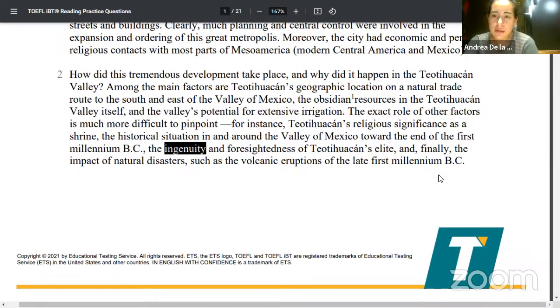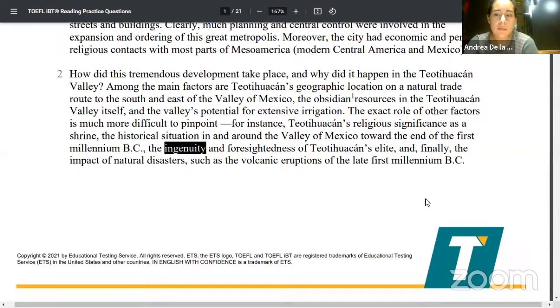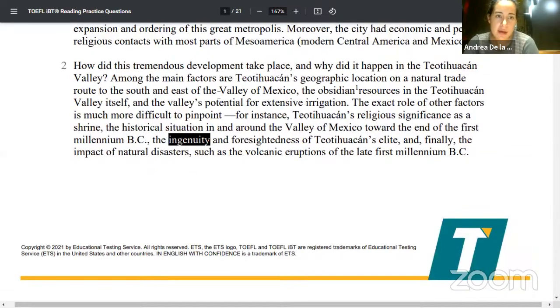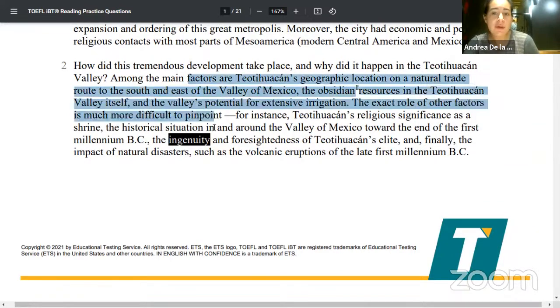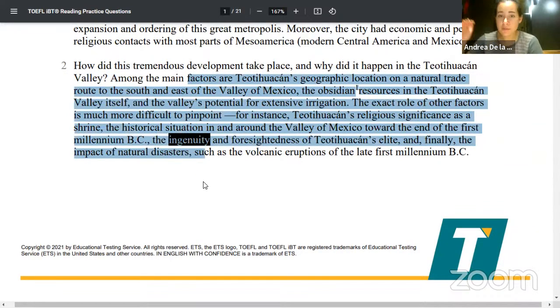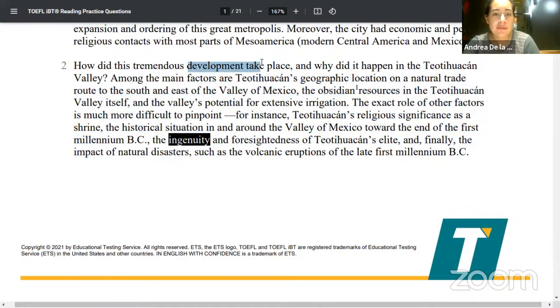Anything you guys want to add? Okay, so yeah, right. I think that it comes down to the first sentence. It says, how did this tremendous development take place? And then they say, among the main factors are, so it's basically about the factors that led to this development, right? We have different factors here listed. It's like a list of things. And all of those are the factors that led to the development of the place.